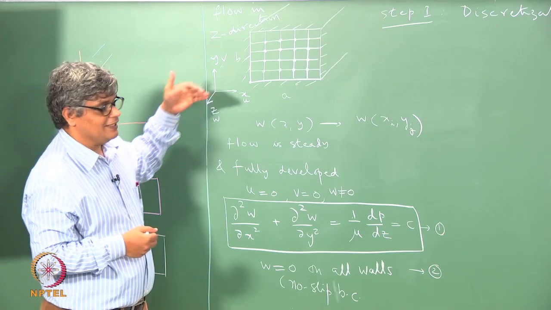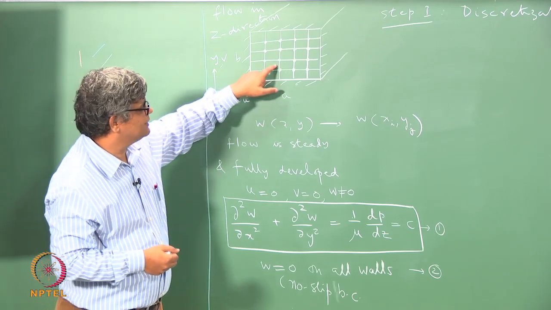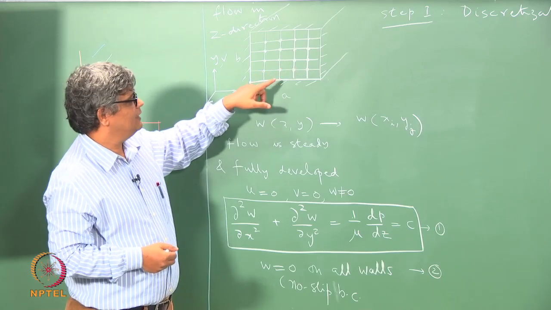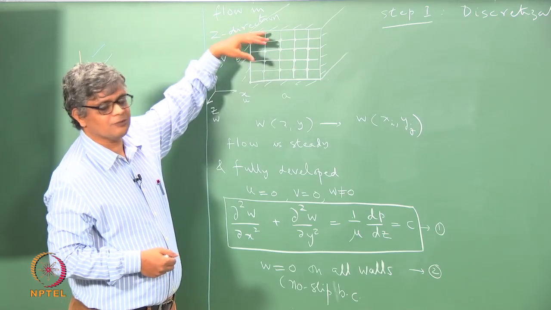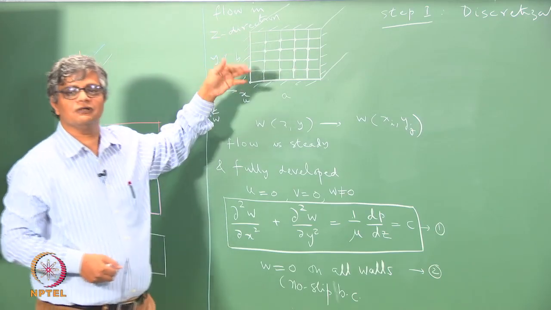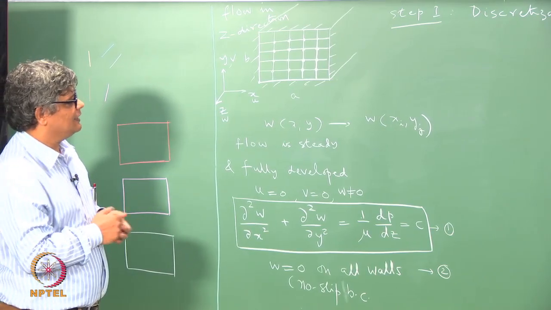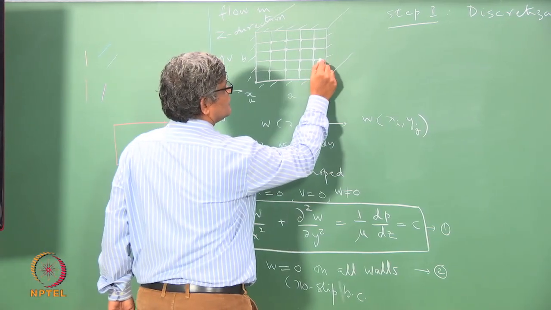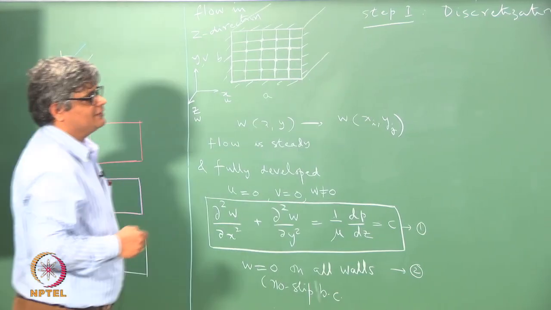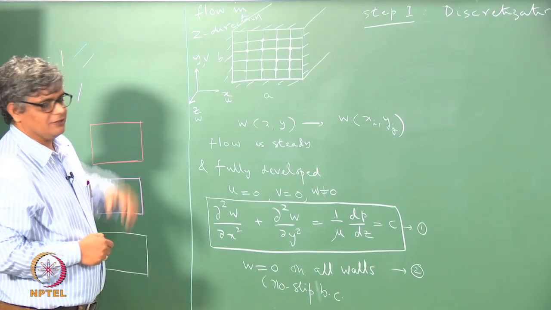If we know how to get a solution at this point and this point, then we can choose to have many more grid points and then get a solution virtually everywhere. So, that is the idea behind this. So, we identify the grid points by discretizing the flow domain.